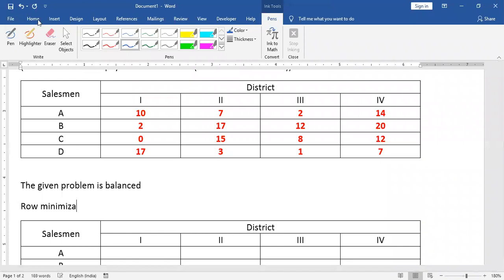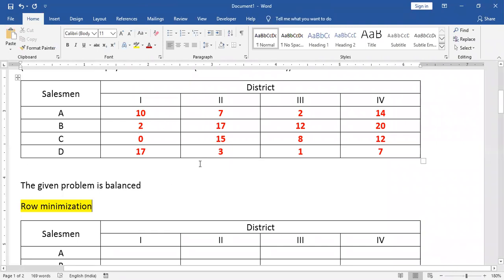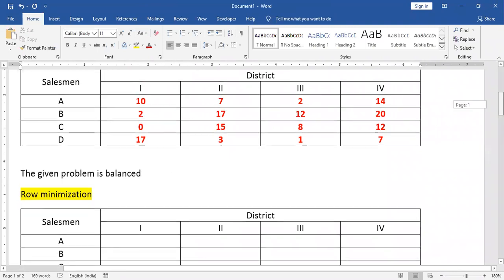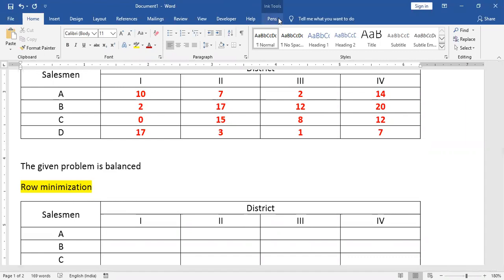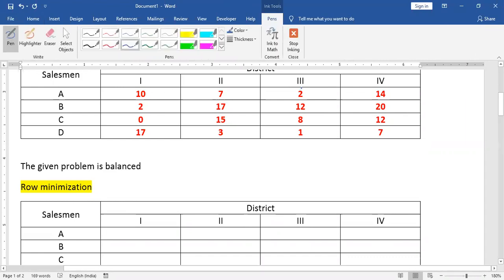How do we do row minimization? First of all, we find the minimum value of each row. In the first row, the minimum value is 2. Second row, minimum value is 2. In the third row, minimum value is 0. In the fourth row, minimum value is 1. So you just identify the minimum value of each row and subtract it from the corresponding row.